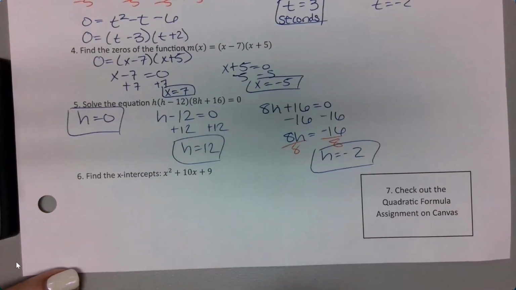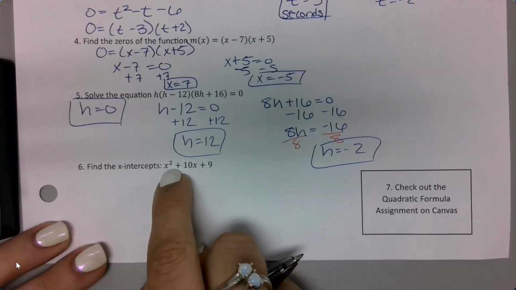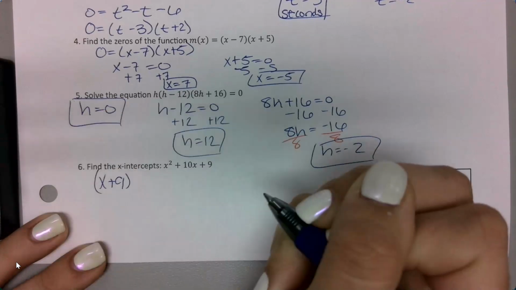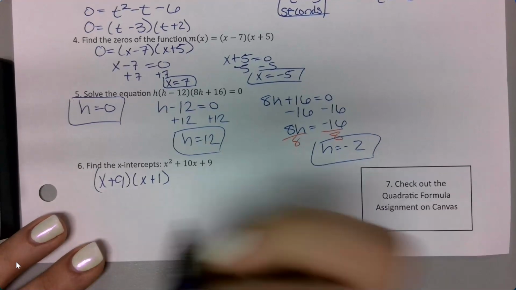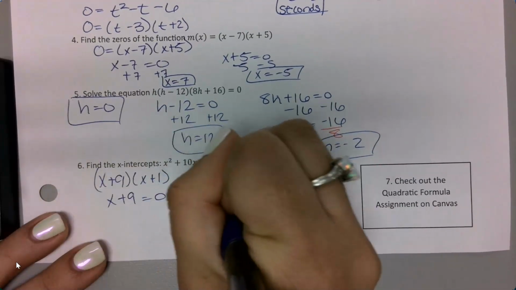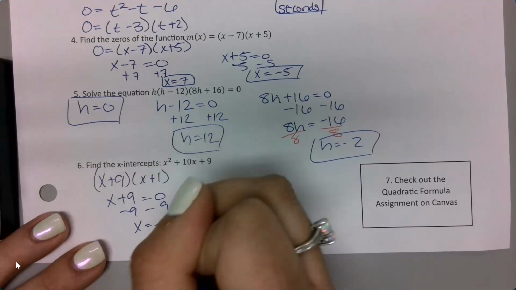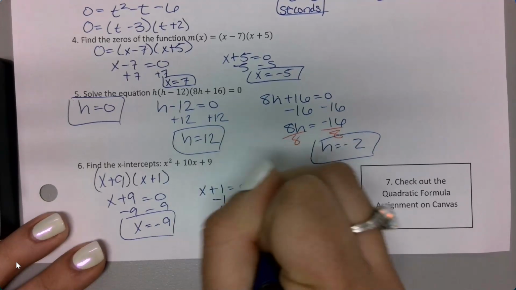On the last one, it wants me to find my x-intercepts of this. So again, I just need to factor. I'm looking for what multiplies to 9 and adds to 10. That is going to be 9 and 1. So then I take these and I set them equal to 0 using the zero product property. Here I subtract 9, I get x equals negative 9. And then same thing over here, I subtract 1, I get x equals negative 1.